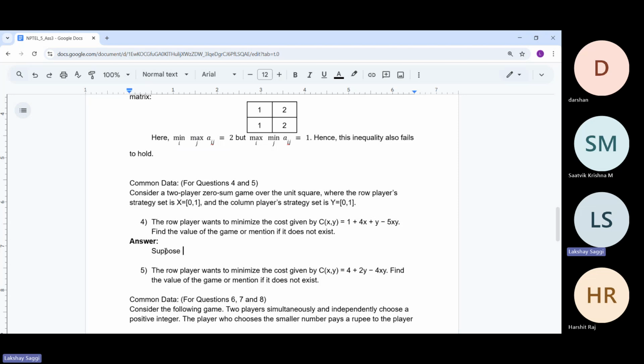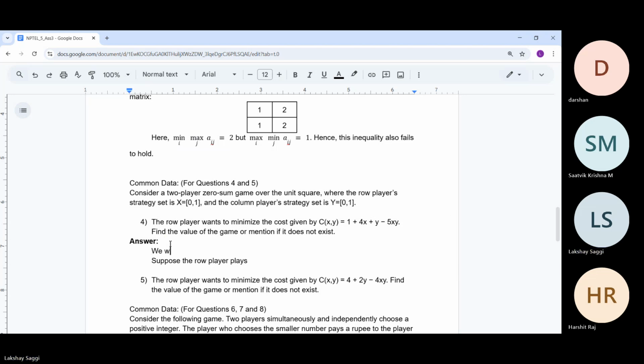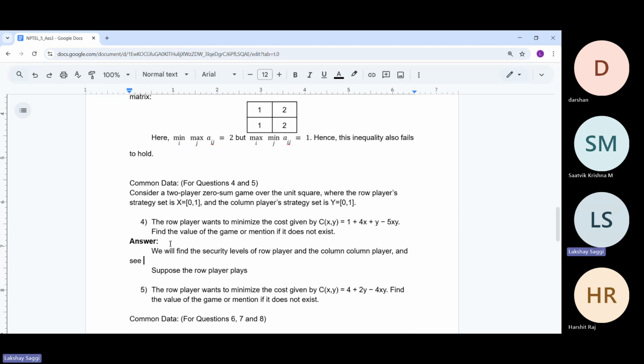So suppose the row player plays. What we need to find out is essentially what was discussed in the lectures as the security level. So we will find the security levels of the row player and the column player, and see if a saddle point exists.